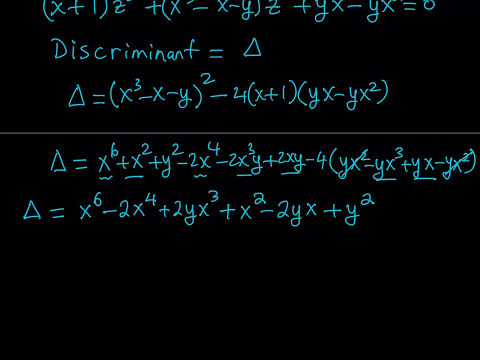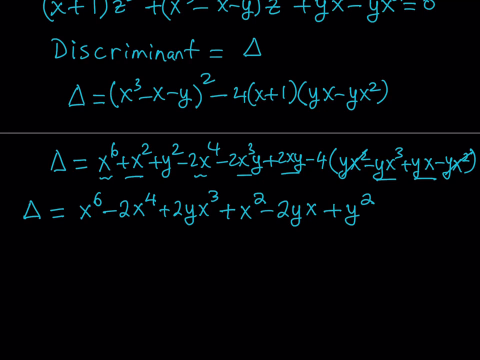Well, here's my goal. Okay, let me explain what I'm trying to do here. I'm trying to write this discriminant as a perfect square so that when I write the formula negative b plus or minus the square root of delta, I can get a meaningful expression. Okay, and how can I do that?